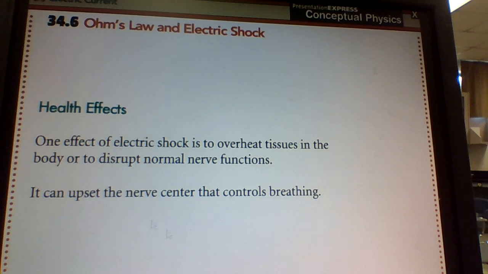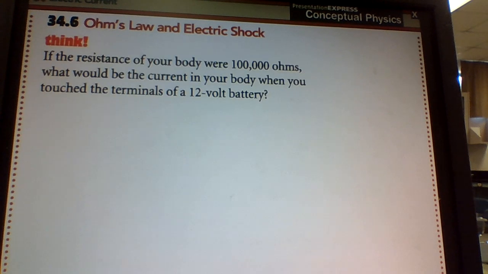So health effects: when you receive an electric shock, very typically there's going to be an overheating tissue situation where you're going to get a burn. It may disrupt normal nerve function. Again, that's going to cause your muscles to lock up, including your heart. And if that heart gets locked up, you go into cardiac arrest, and breathing and your heart can be jeopardized.